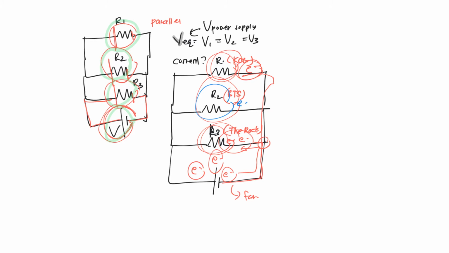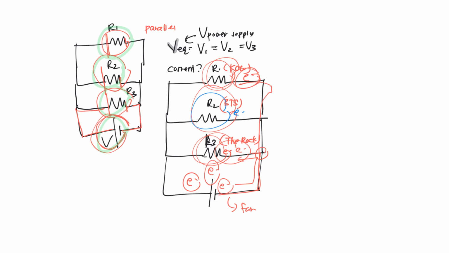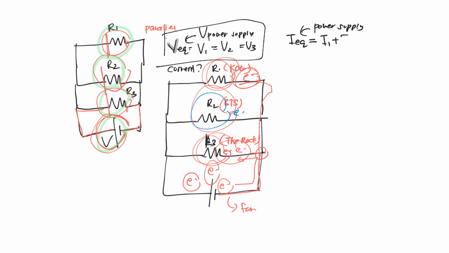Okay, got it? So here, the voltage for each one is going to have the same value. However, the current is going to be different. For the I equivalent, how do you get it? From the power supply. I'm going to show you how to get the value for the I equivalent after this. So I equivalent is going to be I1 plus I2 plus I3. The combination of these three gives you the total current, or we can call it the equivalent current.